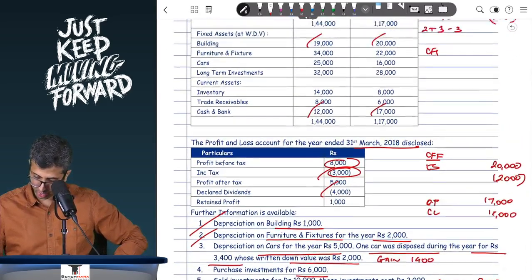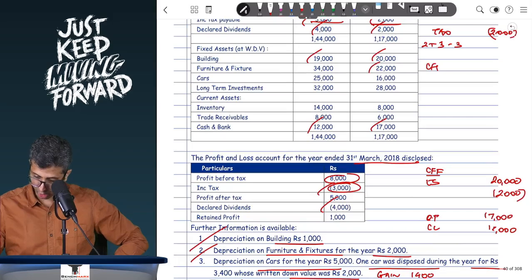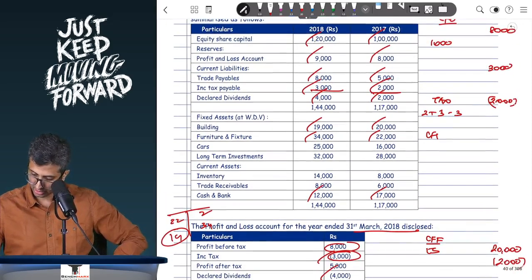Furniture 2000, ओपनिंग में 22, क्लोजिंग में 34. Now if I were to prepare the account, 22, closing में 34, during the year depreciation of around 2000, and hence the balancing figure 36 minus 22 कितना आ रहा है? 14. This is 14,000. Can I say furniture purchased?